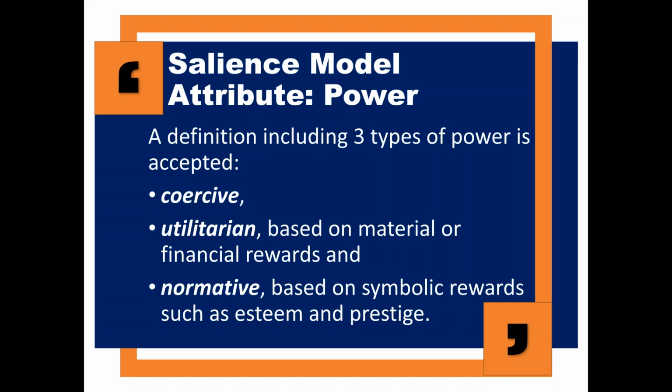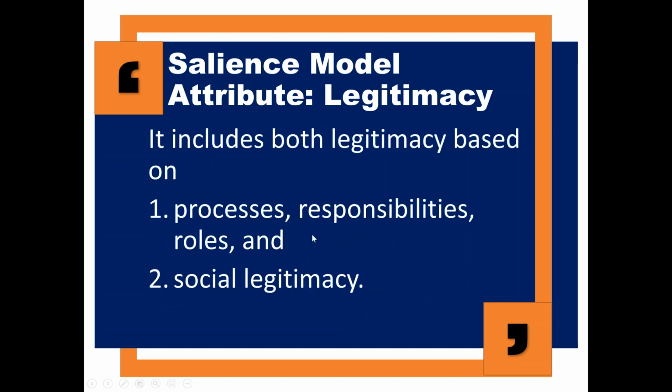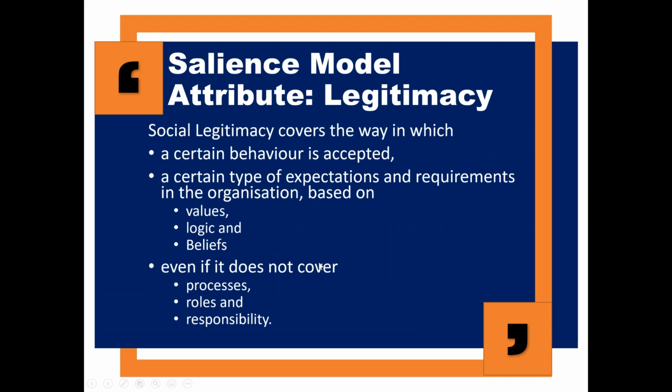Anyway, power, the first coordinate, can further be divided into three types: coercive power, utilitarian power, and normative power. Then legitimacy we may relate to the processes, responsibilities, roles, and social legitimacy. Actually, these are two different things. The roles, responsibilities, and processes are procedural. These are the legitimate, approved procedures. But when we come over to social legitimacy, the thing completely changes. In social legitimacy, it does not matter what the process, roles, or responsibilities were.